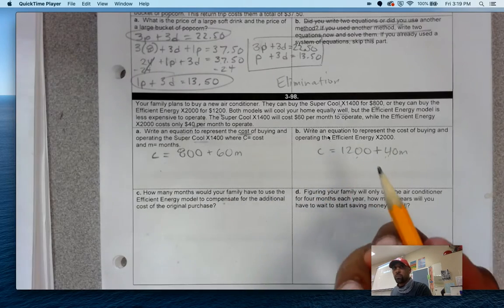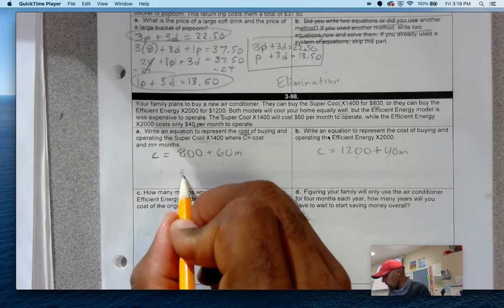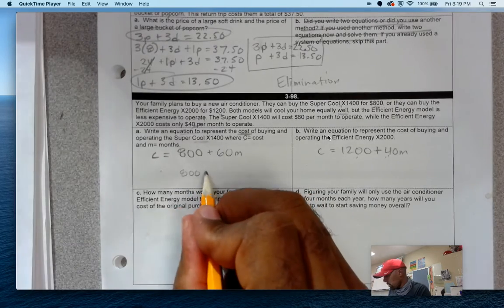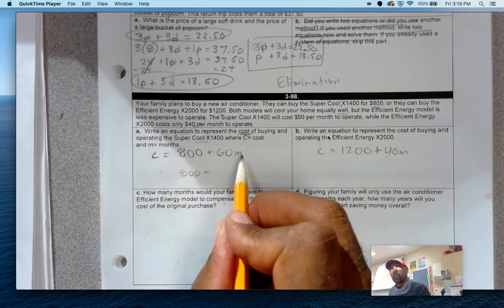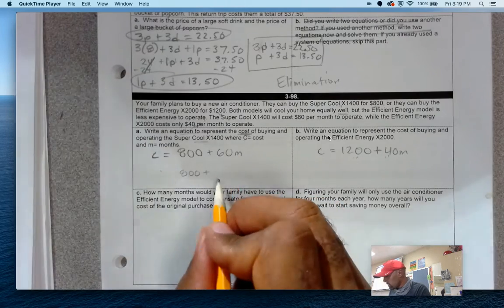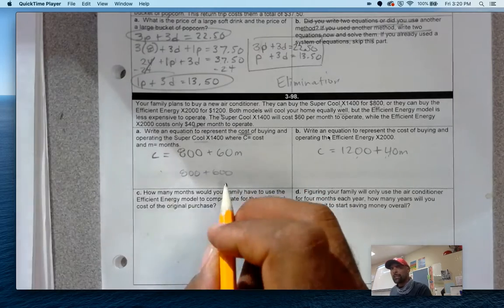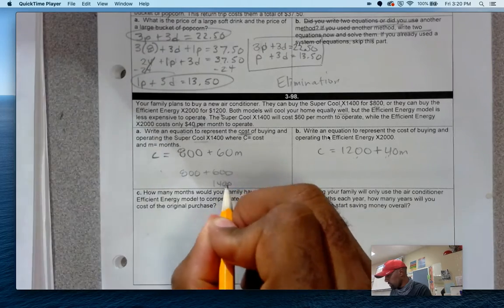Okay, so for instance, just for example, guys, let's say we want to know how much you would pay after 10 months, right? Well, I would take that 10 and plug it in here. So 10 times 60 is 600. So after 10 months, it would cost you $1,400.